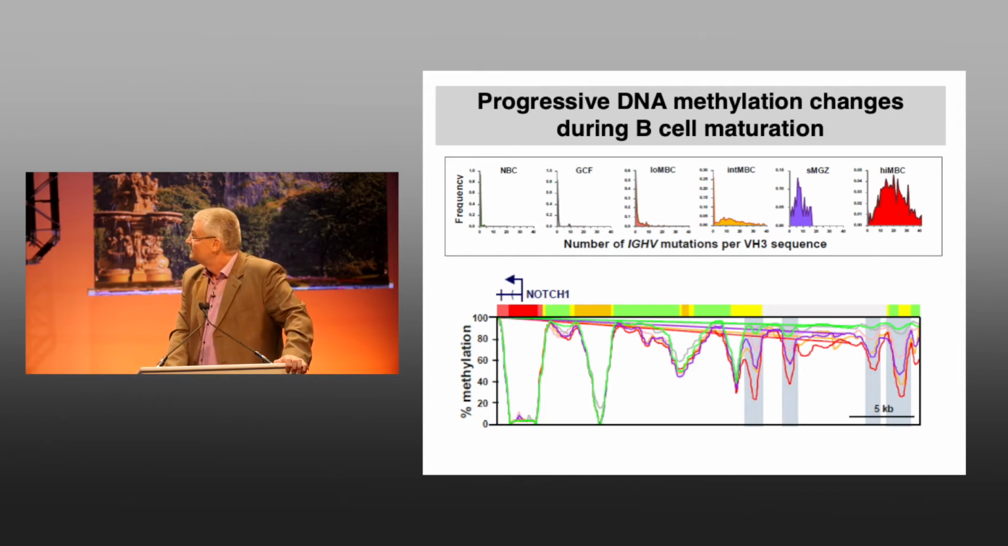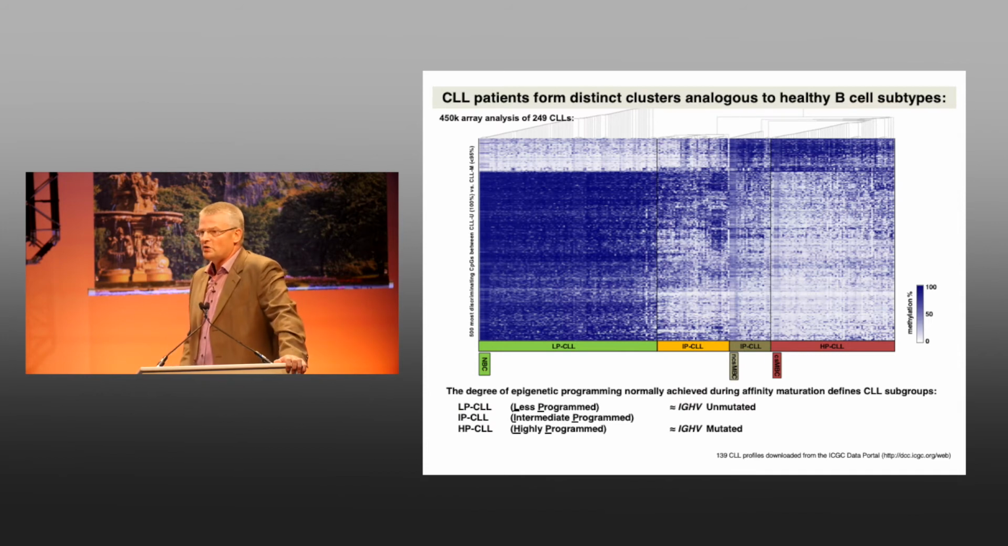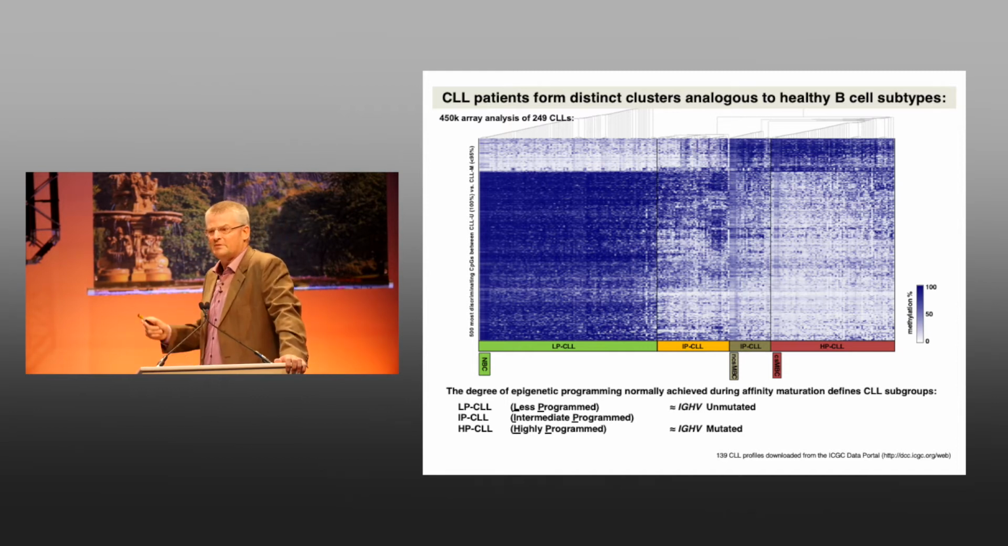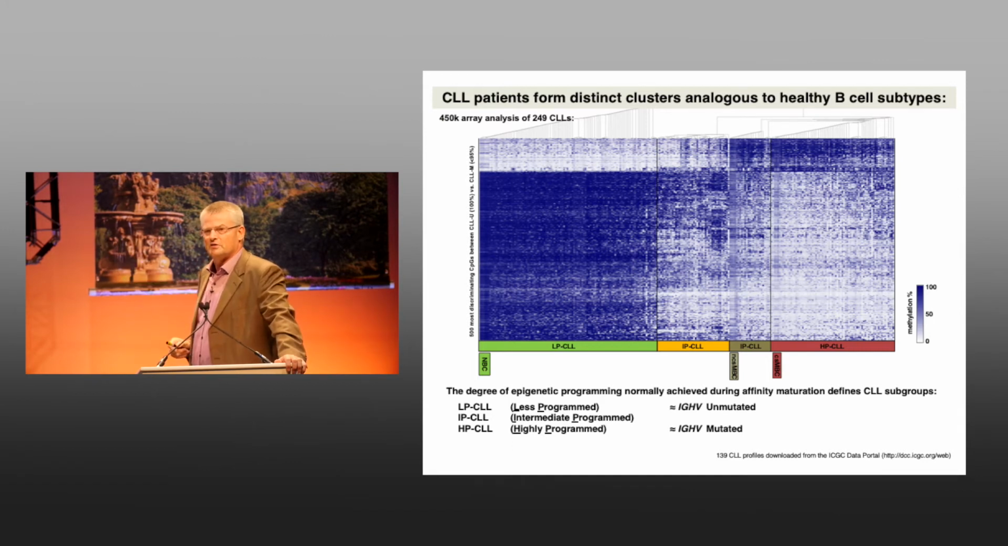Now, when we look at the methylomes of CLLs, this is data from 250 CLLs, we see mainly three groups. Here, what we consider the low programmed group, the high programmed group, and something in between. This is very similar to what the Barcelona group has described. But what you also see is we saw this pattern before. These are very similar sites that we saw also in the normal healthy B cells, right?